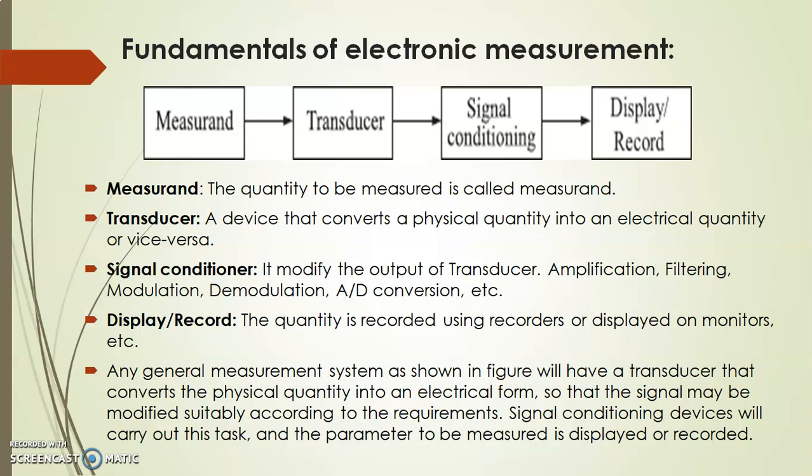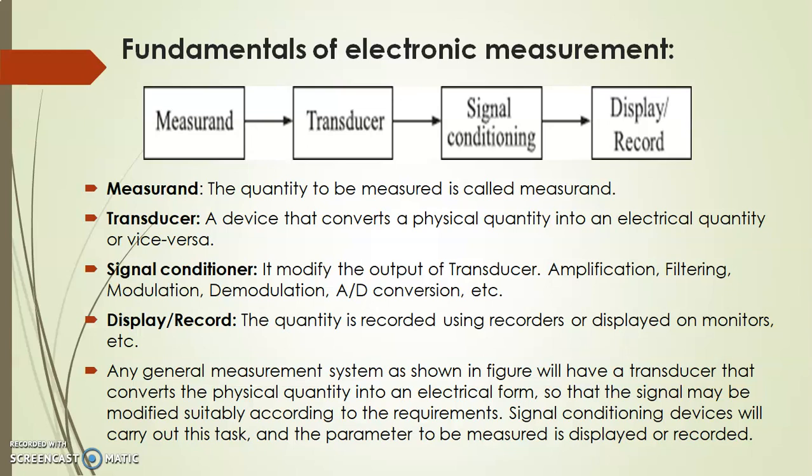Now, the third block is signal conditioning. Signal conditioning will only modify the output of the transducer. It will not convert one form of energy into another form of energy. Signal conditioning only modifies the output which comes from the transducer. For modification purposes, it will use circuits such as amplification, filtering, modulation, demodulation, A to D conversion, etc.